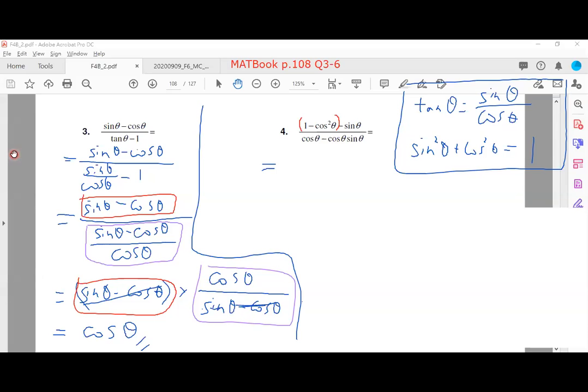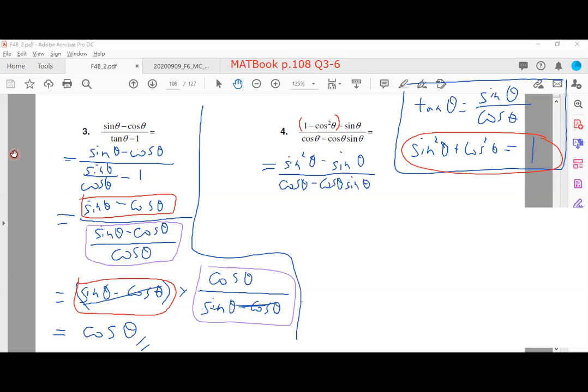You just focus on this. Sine square theta plus cosine square theta is equal to 1, which means that 1 minus cosine square theta will be equal to sine square theta. If x plus y is equal to 1, then 1 minus x will be equal to y. So it's sine square theta minus sine theta divided by cosine theta minus cosine theta sine theta.